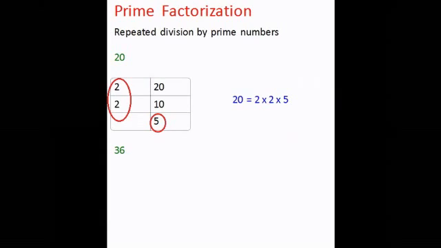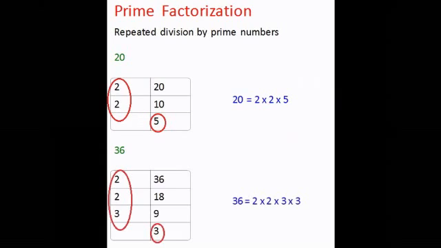36, is it divisible by 2? Yes. So we divide by 2, answer is 18. 18 is again divisible by 2. So we divide by 2, answer is 9. Is 9 divisible by 2? No. Which is the next prime number? The next prime number is 3. So we divide by 3, answer is 3. 3 is also a prime number which cannot be divided further, so we stop.